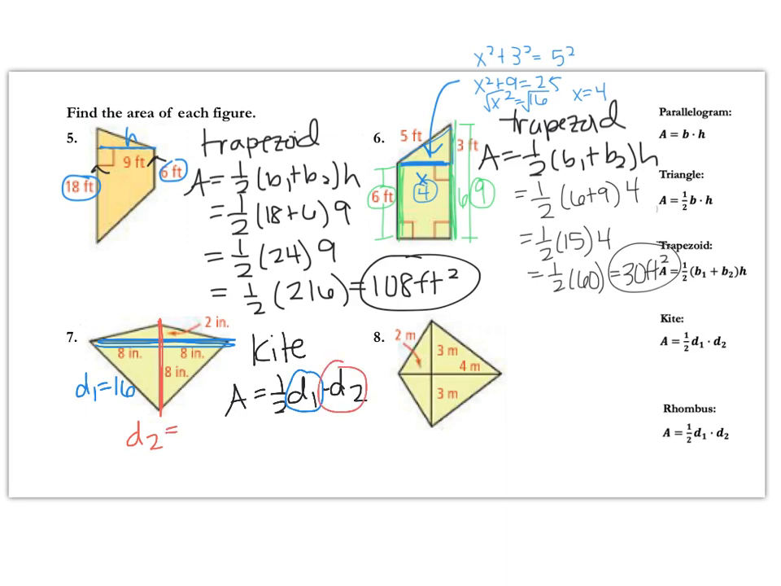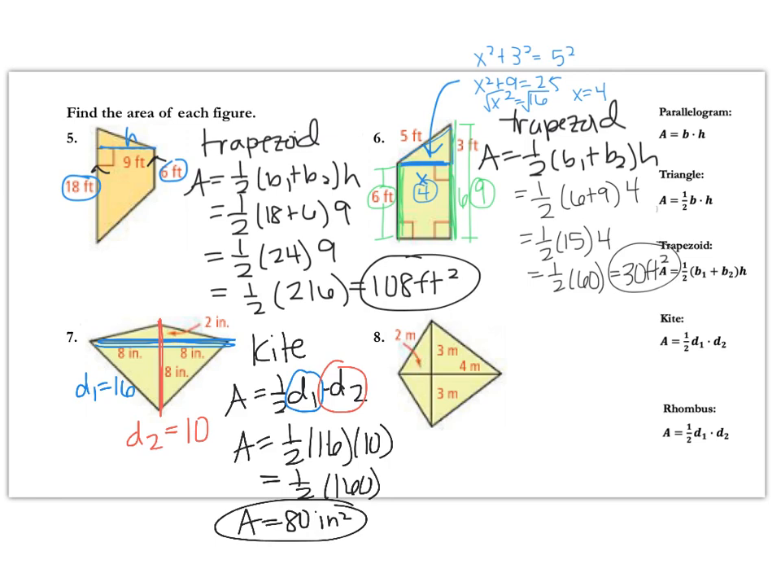d2 is going to be 2 plus 8. Make sure you're adding them together. And d2 would be 10. So then the area is 1/2 of 16 times 10, which is 1/2 of 160. And we get that the area is 80 inches squared.